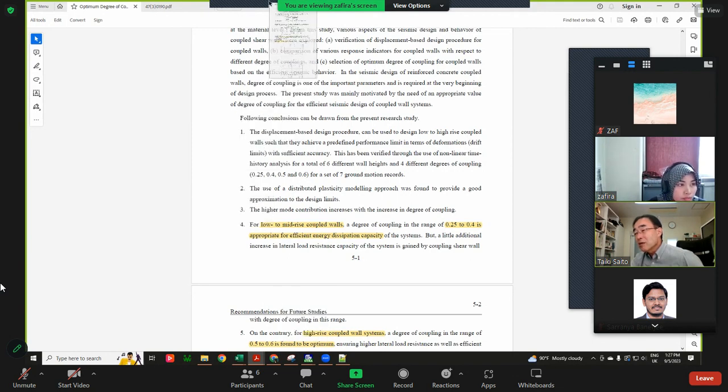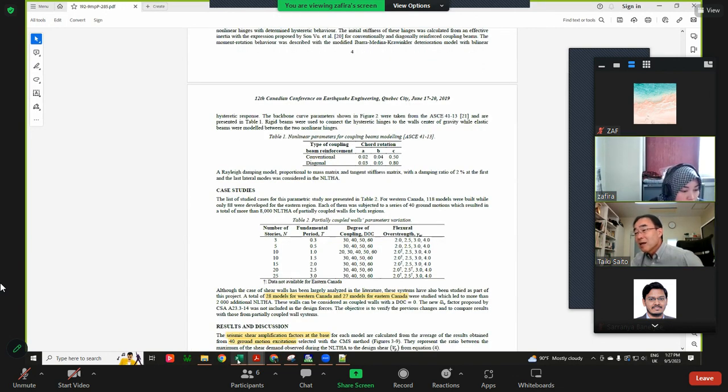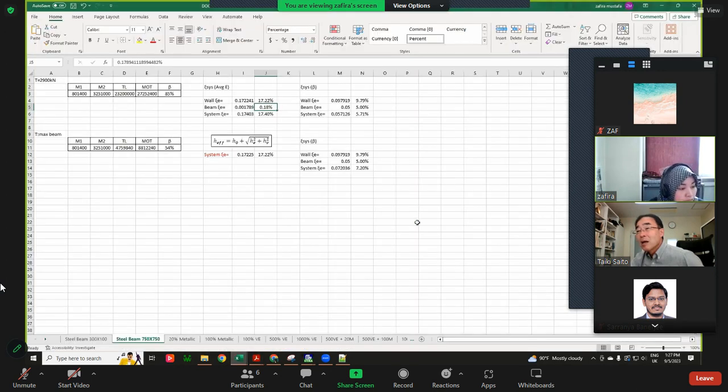Could you go back to your Excel file again? Why is this value the same? This is taken from the data beam, max beam, Sensei. But this one you didn't use max beam. You used data beam. So this one we should take from here.